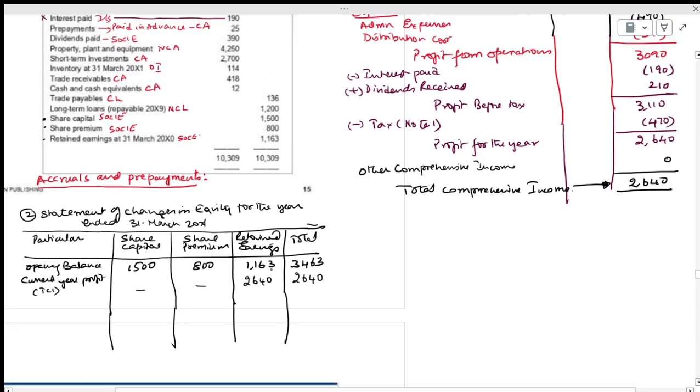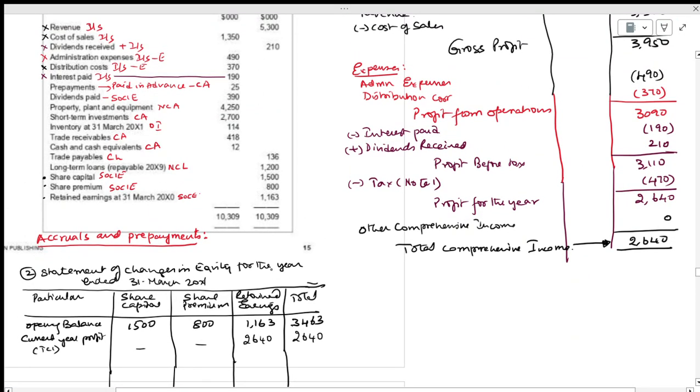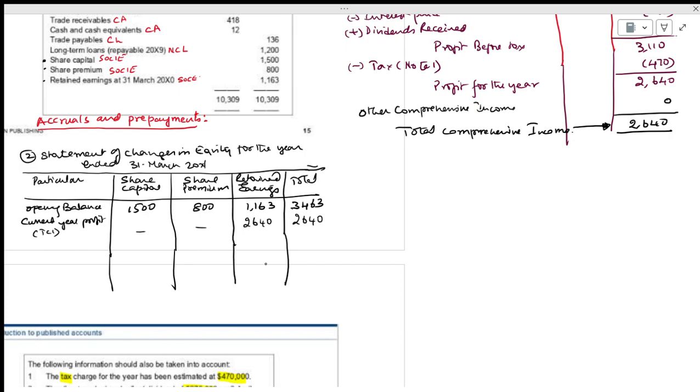Now, they have paid dividends. See the things. How much did they pay in dividends? 390. Okay. From which column will we deduct, Sumaya? Retained earnings. How much is there? 390. Anything that is plus, please check.